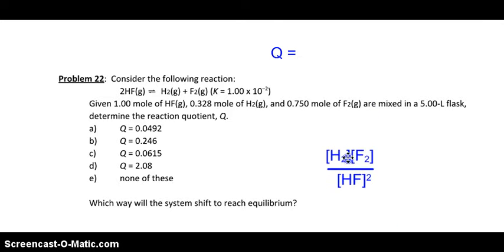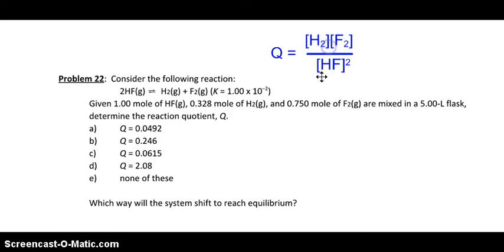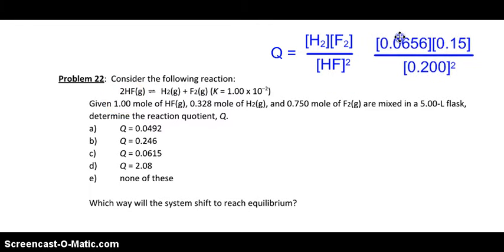All right, so hopefully you know, here's my equation. I put my two reactants over my products. What do you have to do with your products? You have to square it because of the coefficient here. Did you get these values for the molarity of the system? You had to convert your moles into molarities. And then when you do this math, I'm hoping that you get this number. And by golly, if you look closely, that is answer B. So that would be the reaction quotient here.